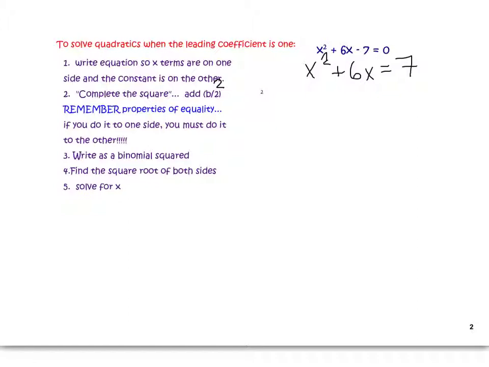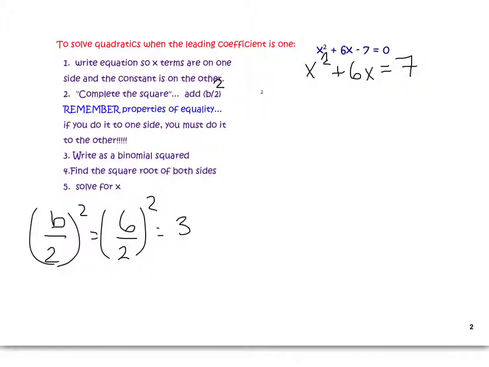Okay, so I'm going to figure out what is my b over 2 squared, which is 6 over 2 squared, which is 3 squared, which is 9. Okay, so I'm going to add 9 to each side. Alright. Now that I've added 9 to each side, we can write this part as a binomial squared.